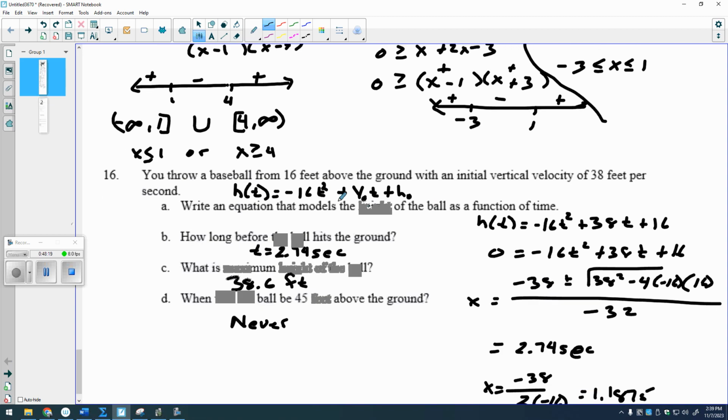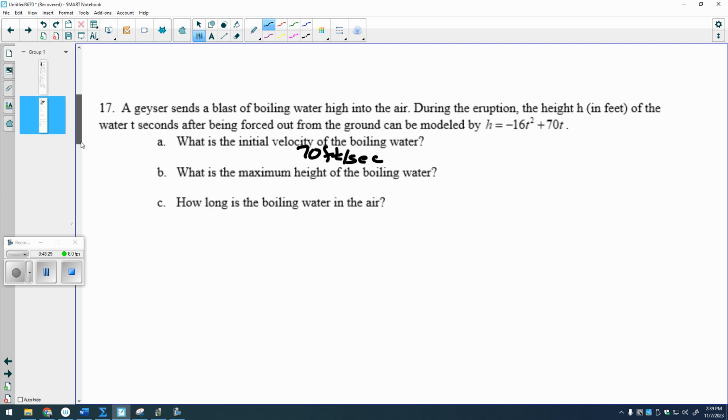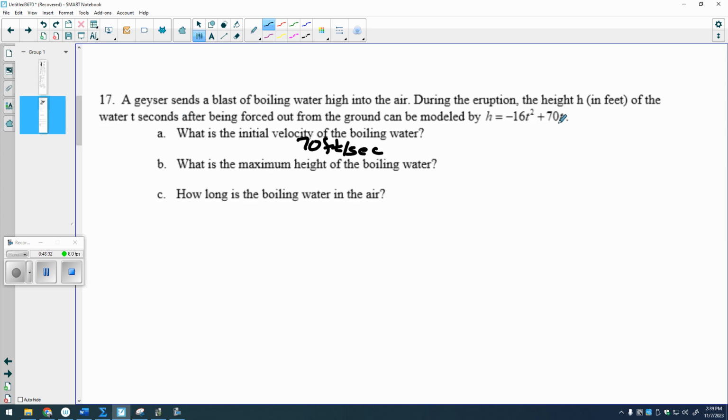My h of t equation. The number, the coefficient touching the t variable, is my initial velocity.